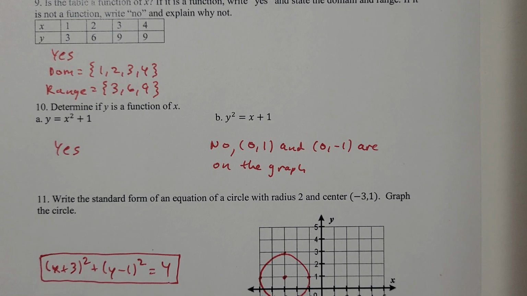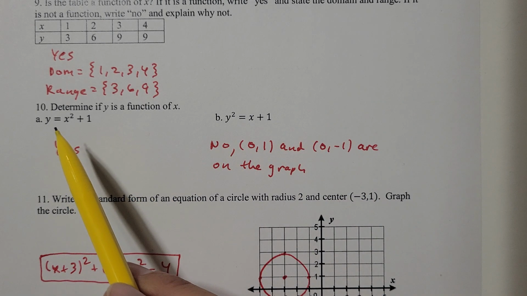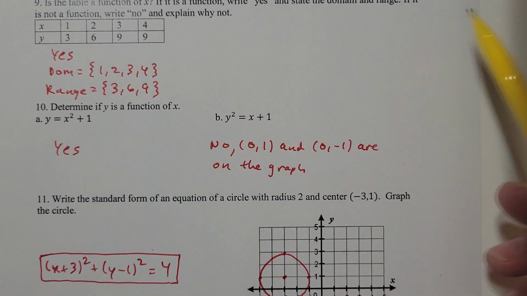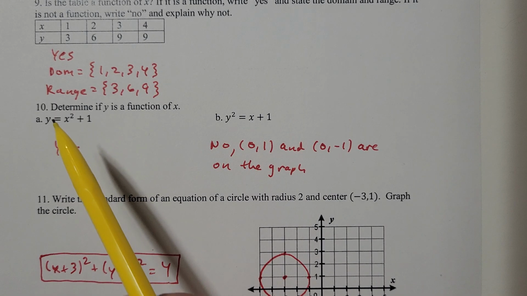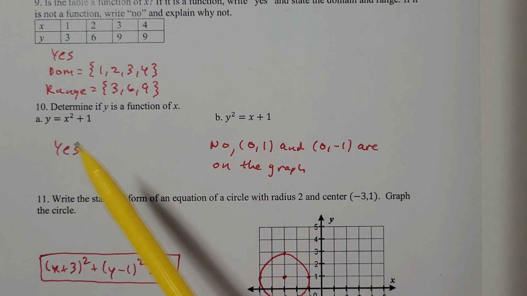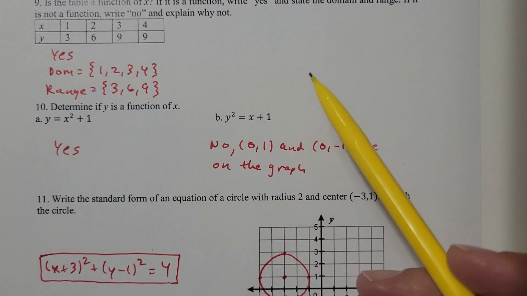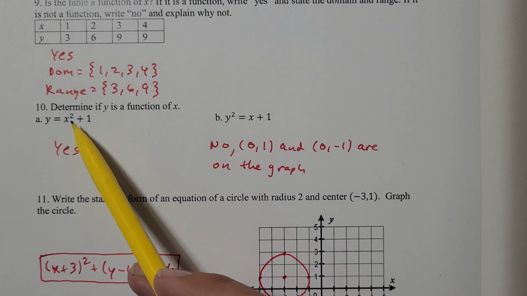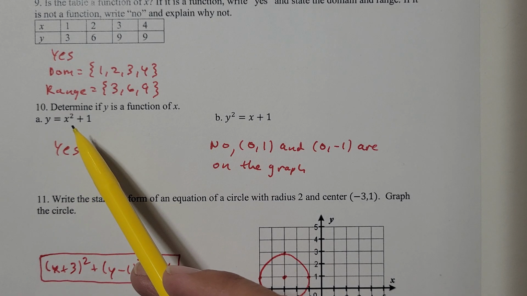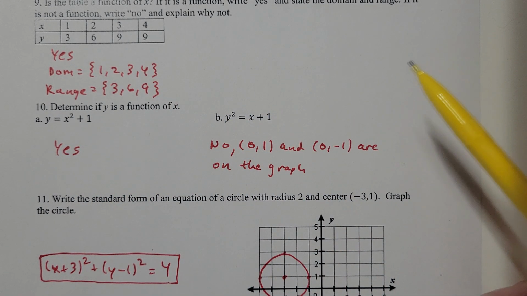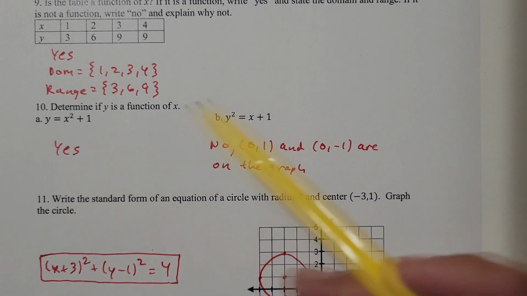Problem 10, determine if y is a function of x. So for each x value, there's only going to be one y value. Okay, so I have part A, the equation y equals x squared plus 1. Well, each x value that I select is only going to produce one y value. So I'm not going to have two y values or three y values or something like that. Like if x is 1, 1 squared is 1, 1 plus 1 is 2, so 2 would be the y value. Or 1, 2, that'd be a point on this graph. Okay? So yes, that is a function of x.